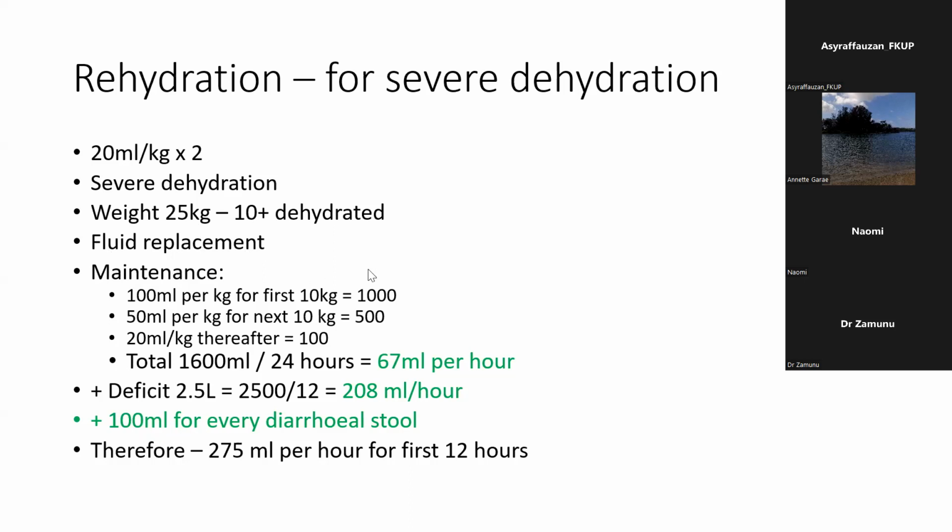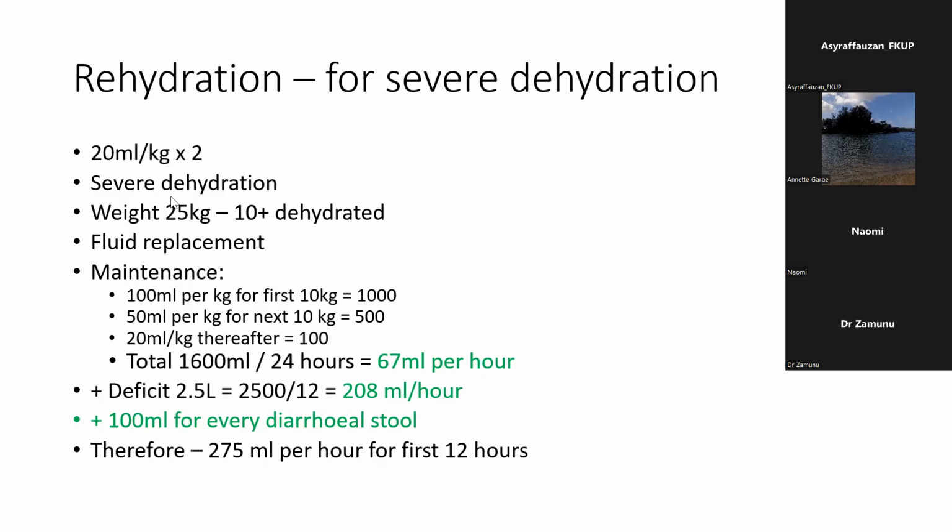And this child's maintenance would be 100 mils per kilo for the first 10 kilos. Remember, this is the 100-50-20 rule: 100 mils per kilo for the first 10 kilos, 50 mils per kilo for the next 10 kilos, and 20 mils per kilo thereafter. If you work that out, it's 1,600 mils over 24 hours, or 67 mils per hour if you divide it by 24. Now, we'd probably want to replace the deficit in 12 hours, 8 to 12 hours.